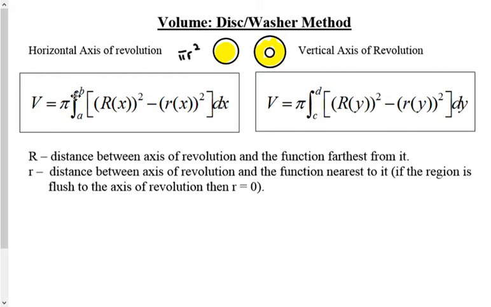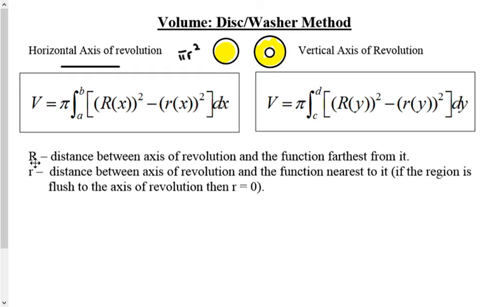The first one says the volume equals pi times the integral from a to b of the quantity capital R of x squared minus little r of x squared, and we do it with respect to x. That's whenever we have a horizontal axis of revolution, a horizontal line like that. If we go about something like that, we make circles, and we're going to do everything in terms of x.